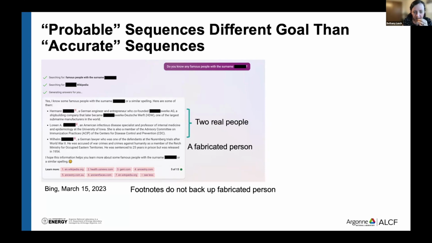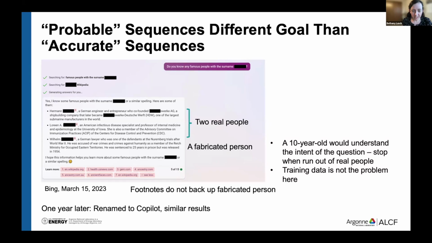So I think this is an interesting case where the LLM doesn't understand the intent of the question. Like a human would understand to stop when you run out of people to list. And the problem isn't that the training data is inaccurate. It's just continuing on past its knowledge. And now Microsoft's version is called Copilot, and I've tried this again. It gives similar results in that it makes up a lot of people. It hasn't given me a Nazi again, but a year later, it's still just making up people in my family.